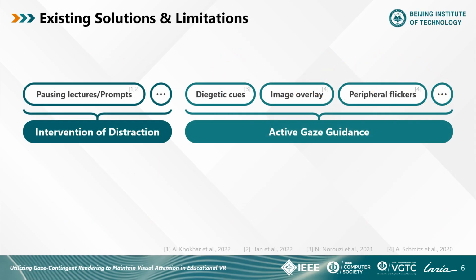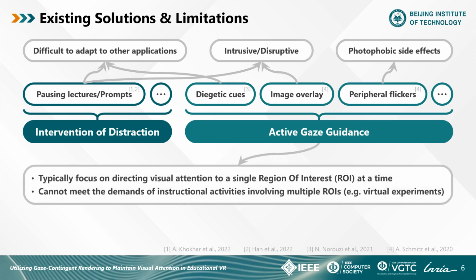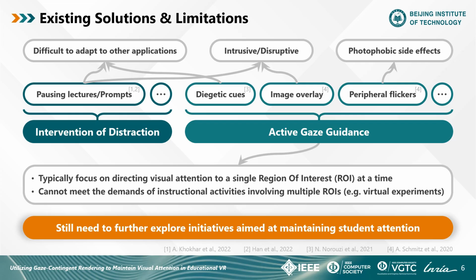Existing solutions typically involve pausing lectures, using noticeable visual prompts, or guiding attention through peripheral cues. However, these approaches can be intrusive or difficult to apply across different VR environments. Furthermore, they often focus on a single region of interest, whereas educational tasks often involve multiple areas of focus, making these methods impractical for complex learning activities. So, there is still a need for further exploration of initiatives aimed at maintaining students' visual attention.